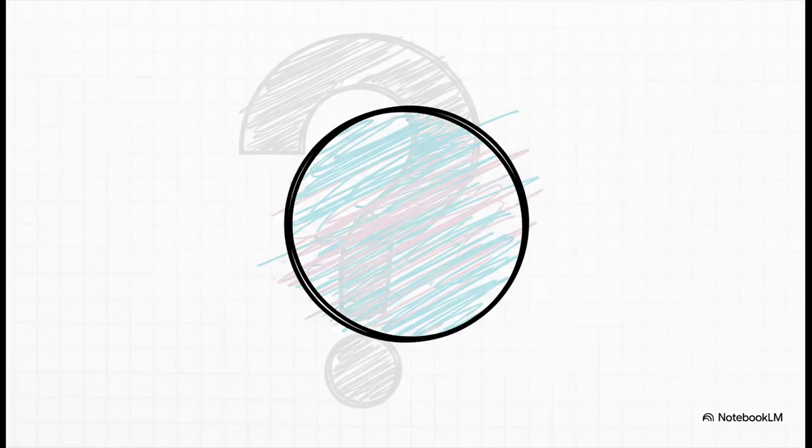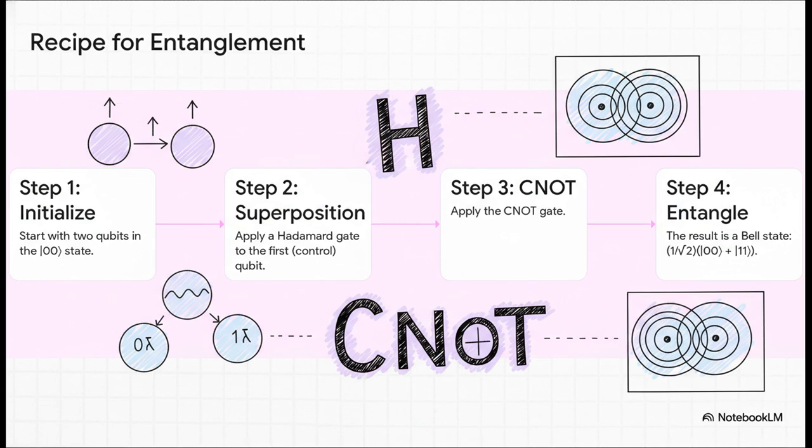But what happens if the control qubit isn't just a 0 or a 1? What happens if we put it in a superposition, where it's both at the same time? Well, this is where things get really, really interesting. This is the classic textbook recipe for creating entanglement. Here we go. Step 1, we start simple, with 2 qubits both in the 0, 0 state. Step 2, we hit that first qubit, the control, with the Hadamard gate. That puts it into a perfect superposition of 0 and 1.